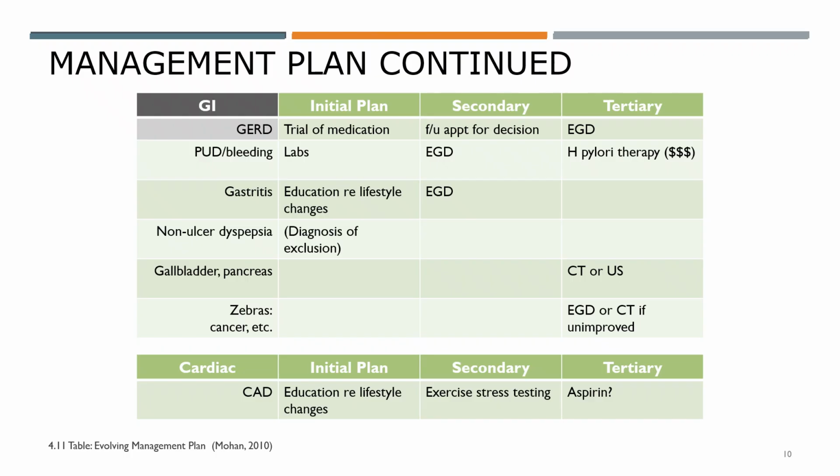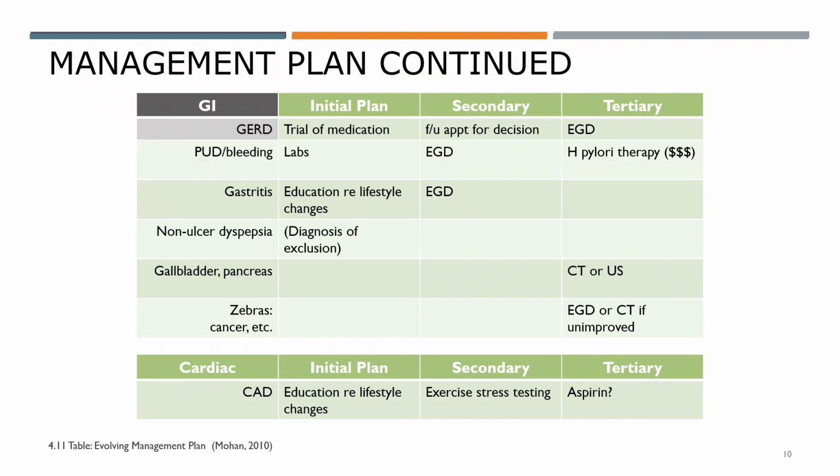So we see here on the slide, the first one is GERD, and the initial plan was a trial of a medication. The secondary was a follow-up appointment for decisions, and the tertiary, if unresolved, proceed to the EGD, which is the esophagogastroduodenoscopy. I apologize for that. And then the next one is PUD, bleeding. So again, initial would have been looking at labs, secondary would have been another EGD, and tertiary would be to look at the H. pylori therapy, which can be costly.